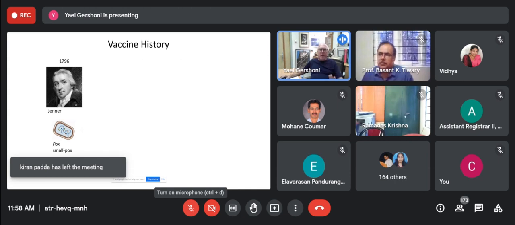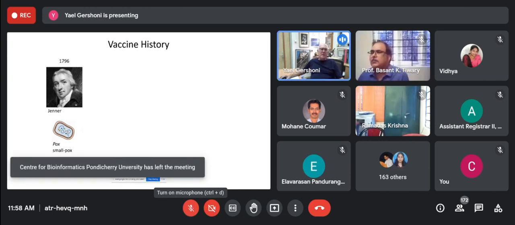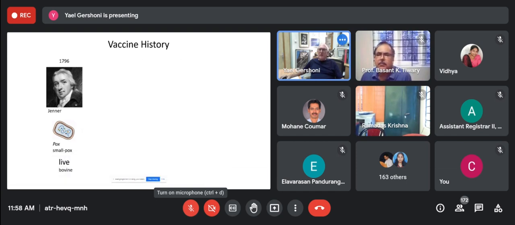So this was the very, very first incident of a vaccination procedure in which live cowpox was used to protect against human smallpox. And in fact, the word cow in Latin is vacca. And so the term vaccine is derived from Jenner's first experiments, and this was in 1796.